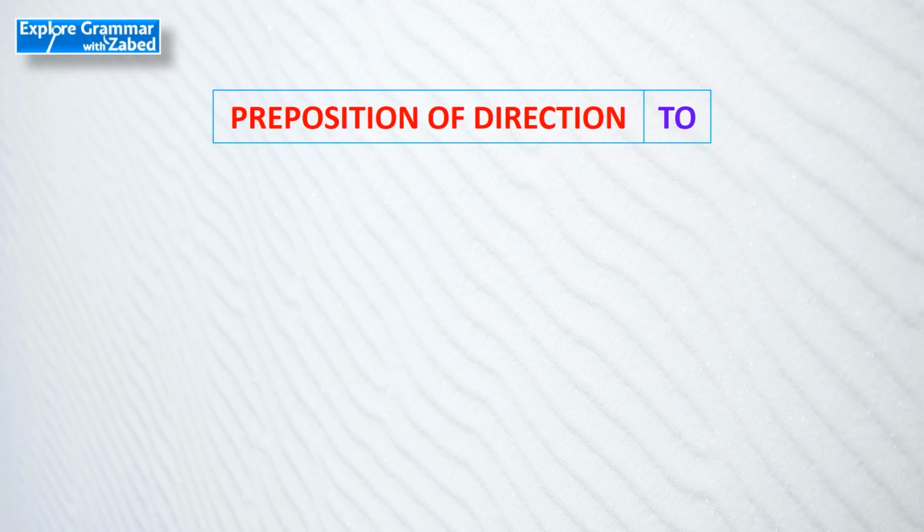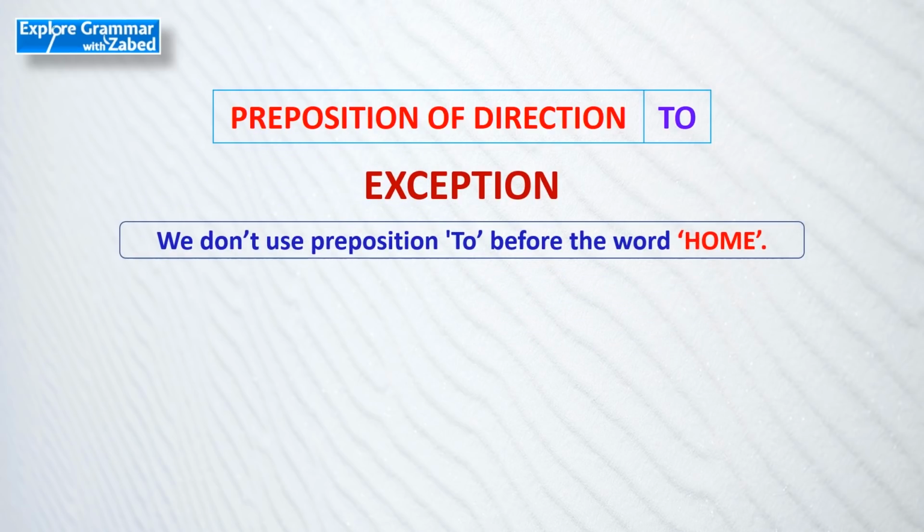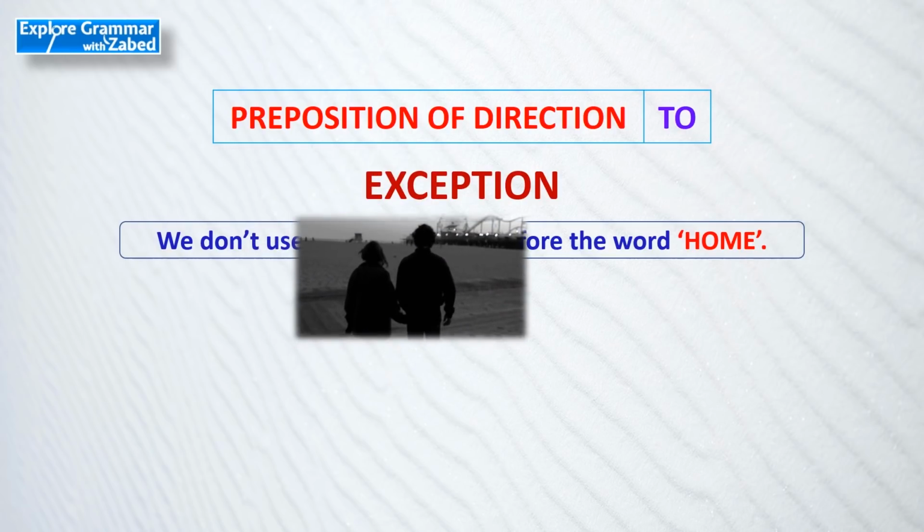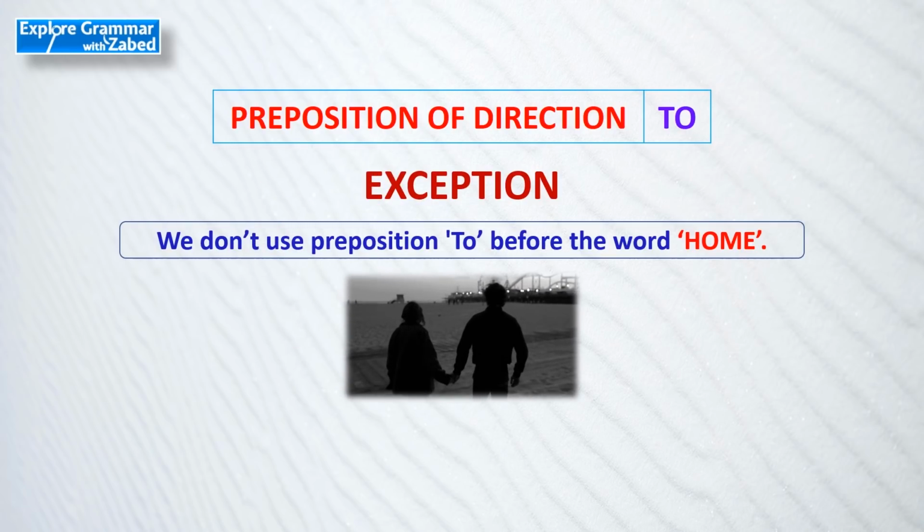We must remain careful with the word home. We say go home, come home, arrive home, and on the way home. While most verbs expressing movements or direction require preposition to before nouns, the word home is an exception and it doesn't require preposition to. As for example, it's time to go home now.